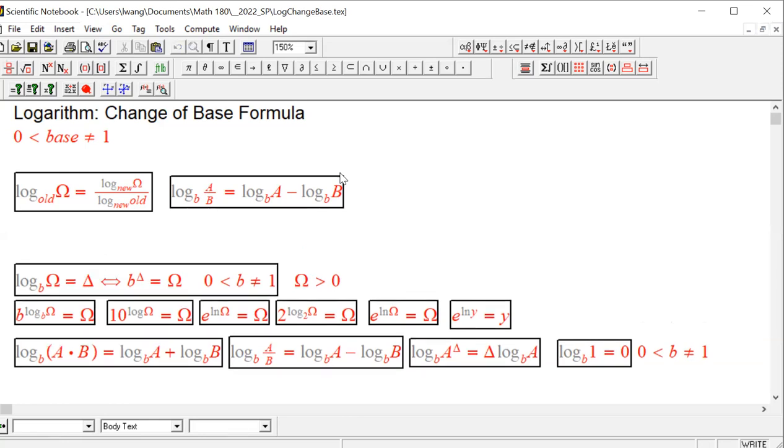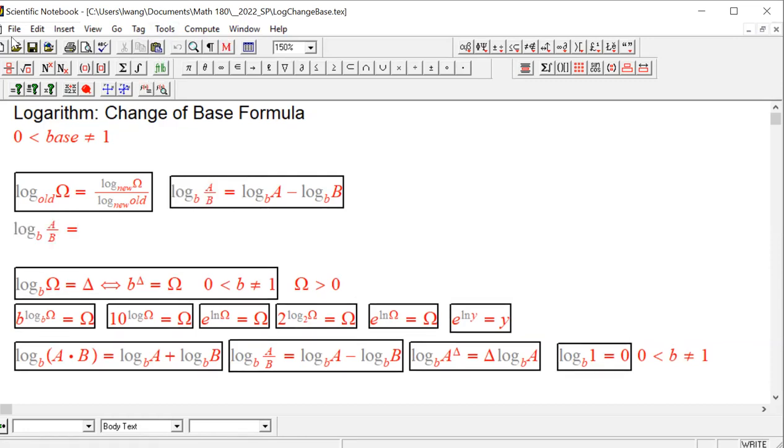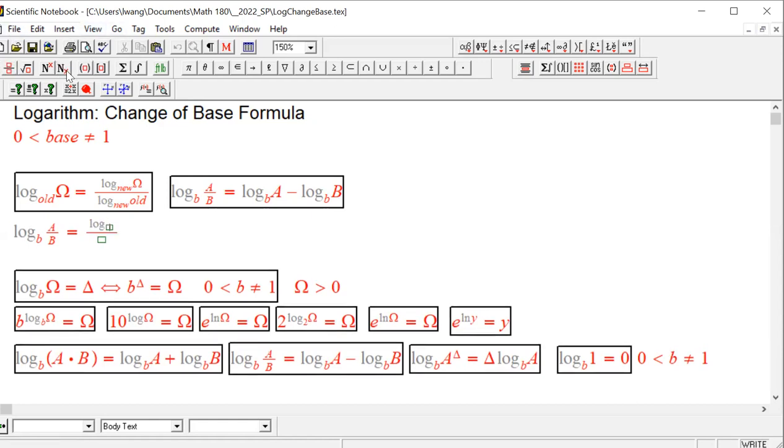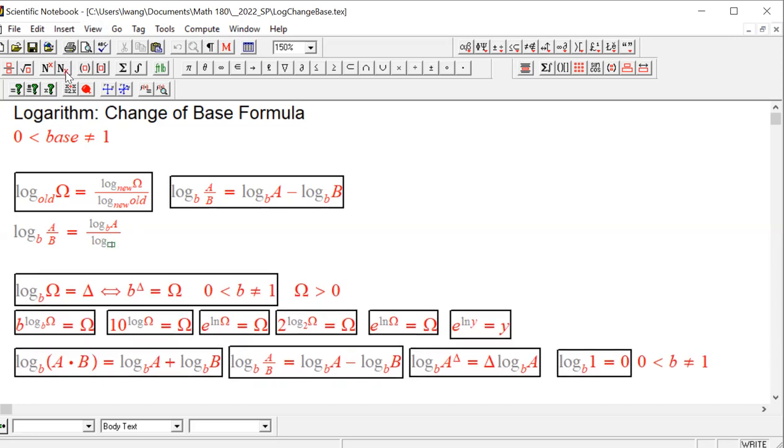That common mistake is taking something like this, equals log base B of capital A divided by log base B of capital B. Okay, this is totally wrong. This is false. But you can see these three forms can be very confusing.